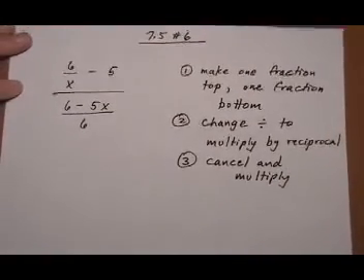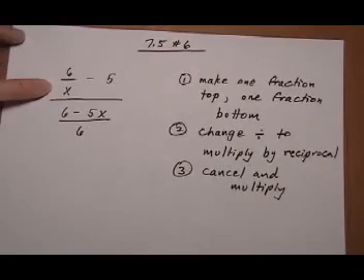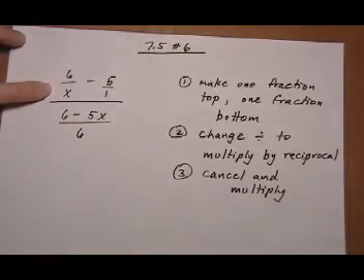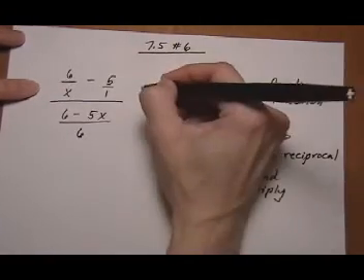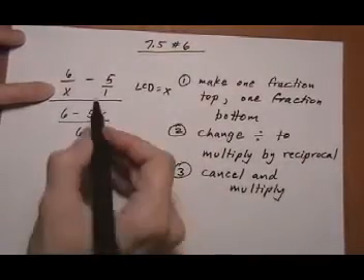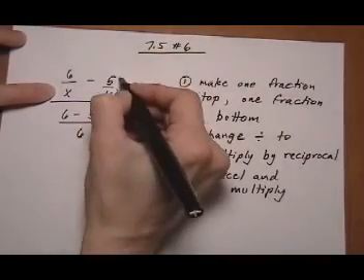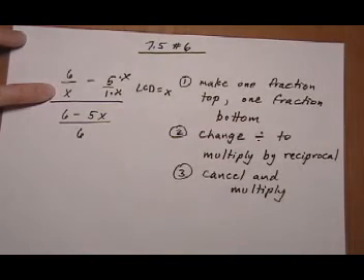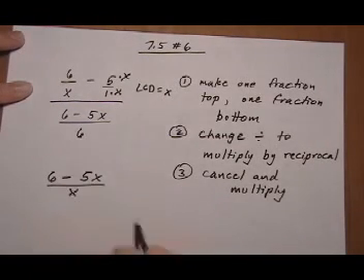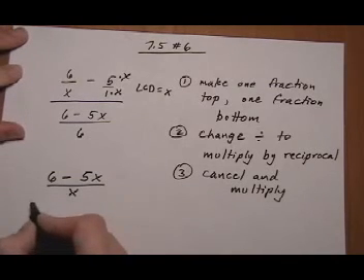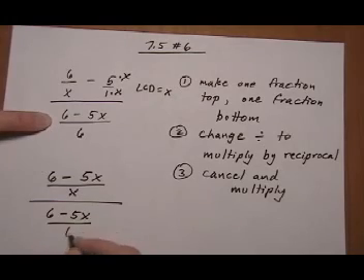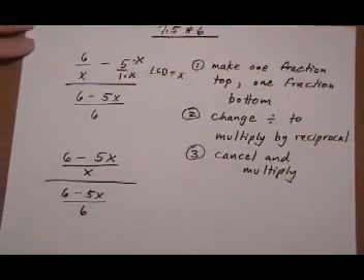Alright, so let's go ahead and do it. The top one, if we want to make one fraction, think of the 5 as 5 over 1. We have an LCD of x. So this one needs to be times x, top and bottom. And that gives us 6 take away 5x over x on top, all over, and just keep this one as it is, 6 minus 5x over 6.